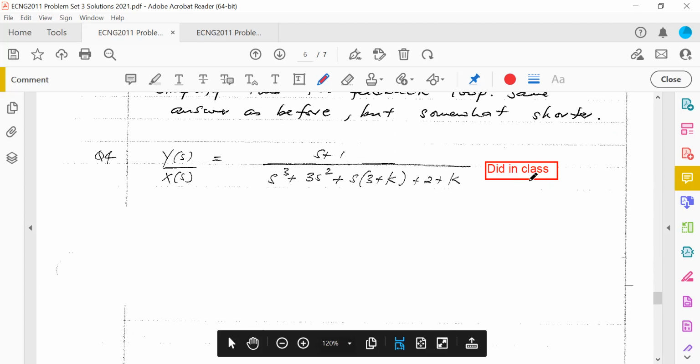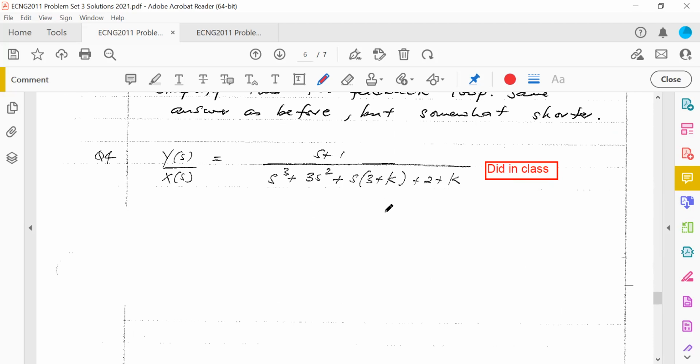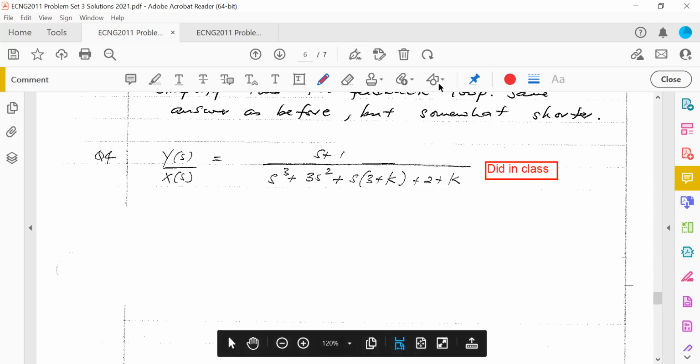Question. Actually, I had this because this was the solution from last year. We actually simplified this particular problem in class, but it's the same thing. This is a negative feedback. Let me just get back the question here.